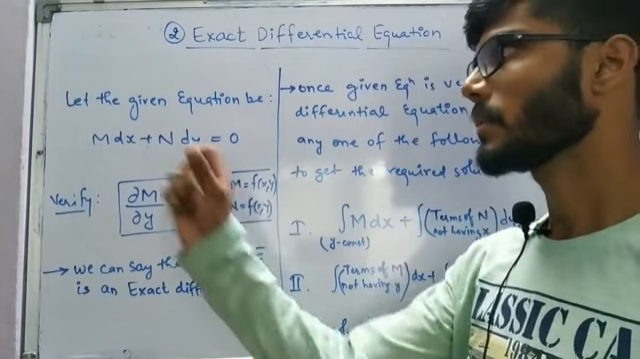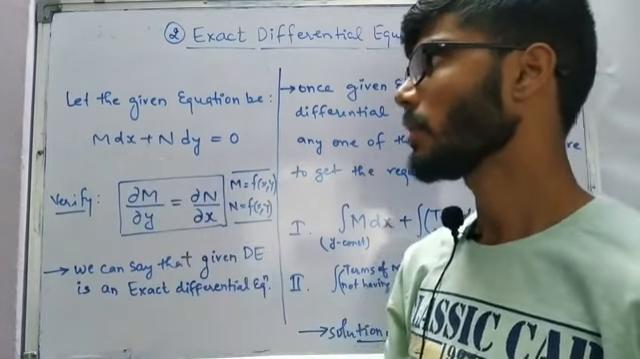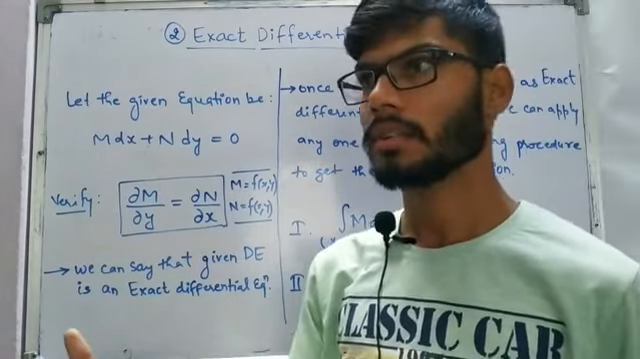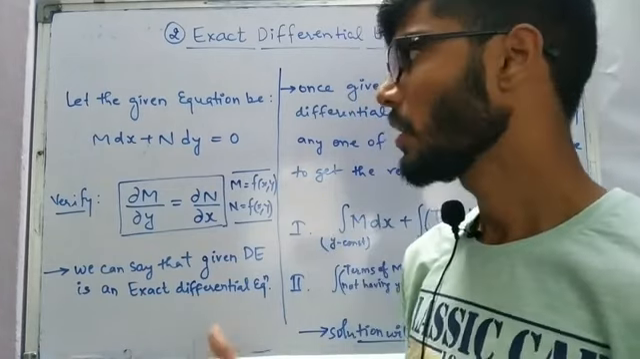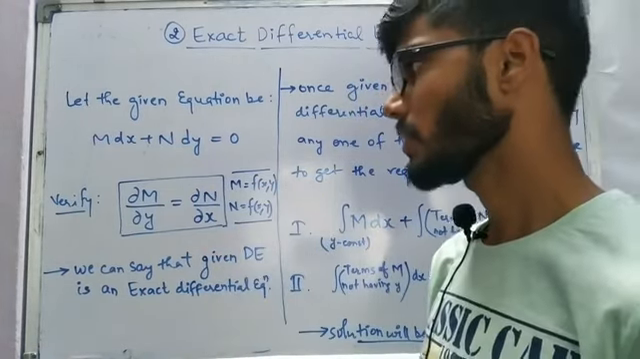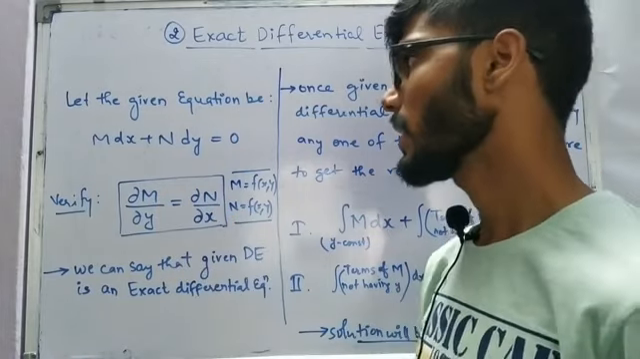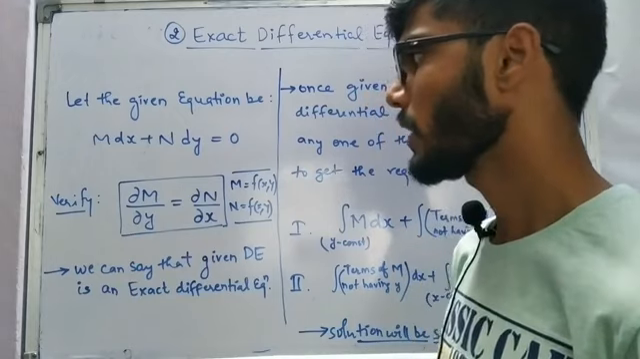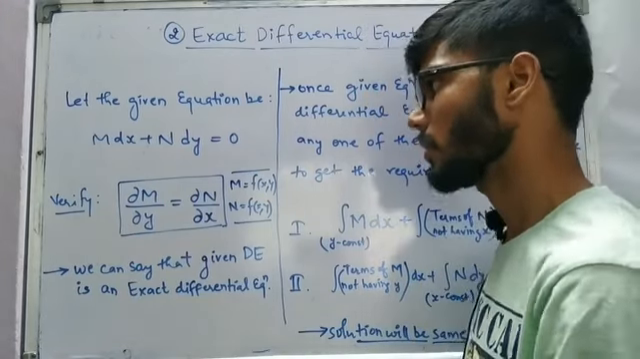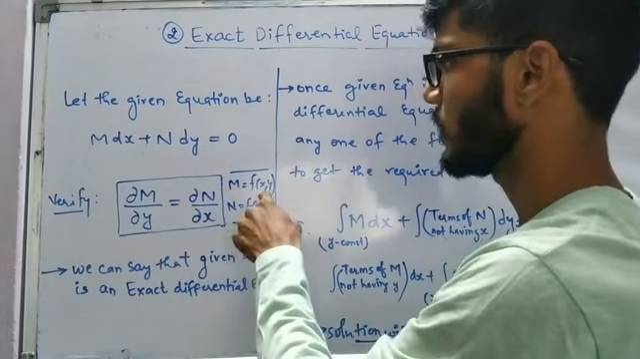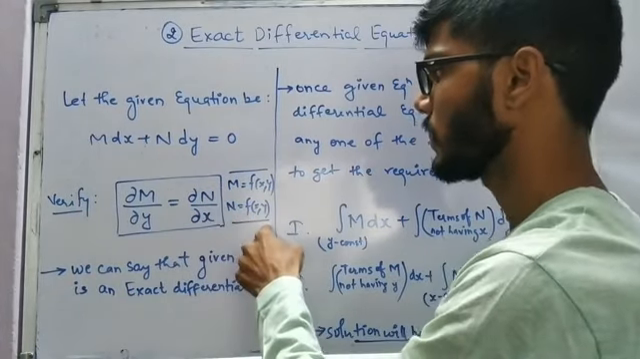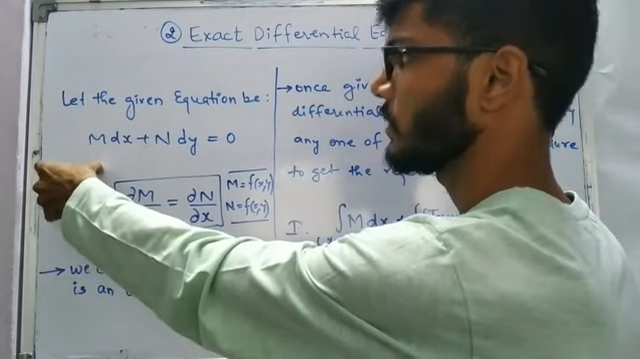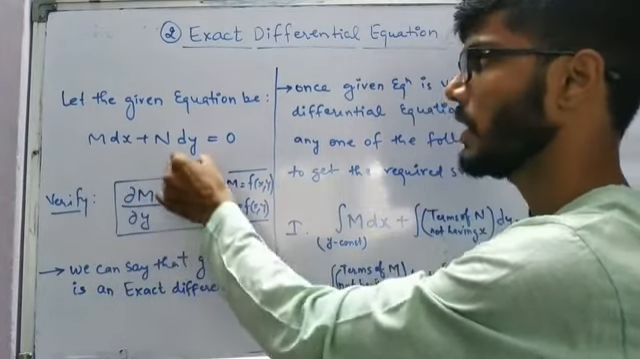So in that case, if the equation is given in the form M dx plus N dy is equal to 0, instead of going for inspection, we may go with the exact differential equation form. So if the form is given as M dx plus N dy is equal to 0, then we'll try to verify whether ∂M/∂y is equal to ∂N/∂x or not. This M can be a function of x and y, and this N also can be a function of x and y. For example, there can be terms of x and y in dx plus terms of x and y in dy is equal to 0.